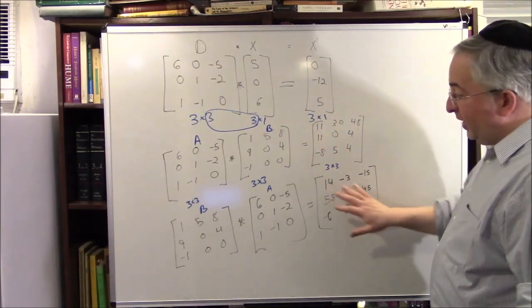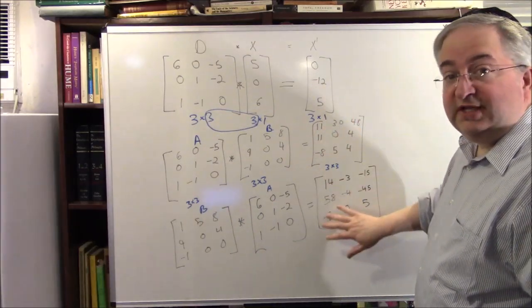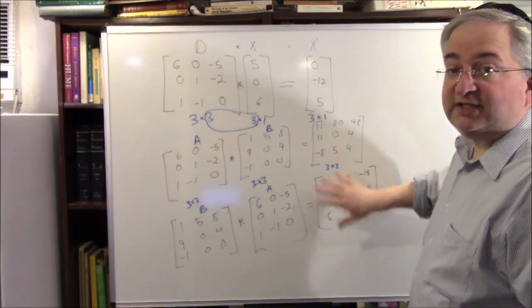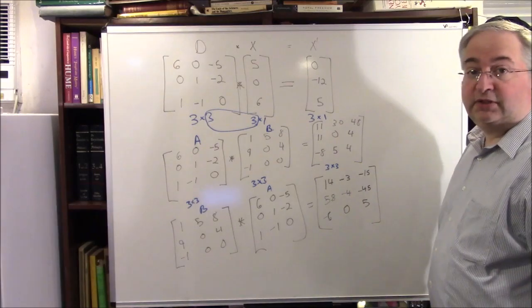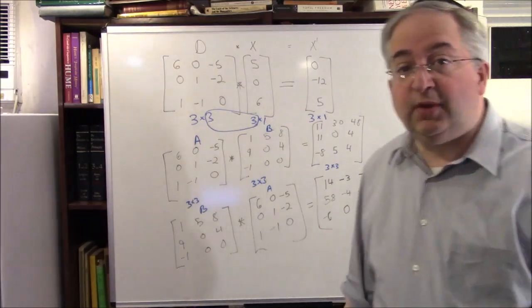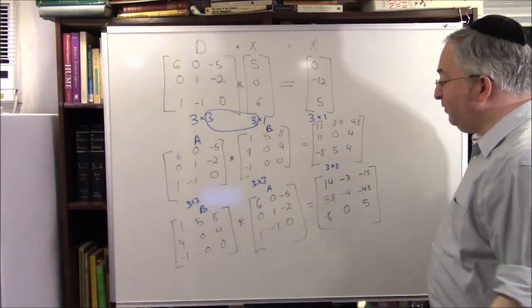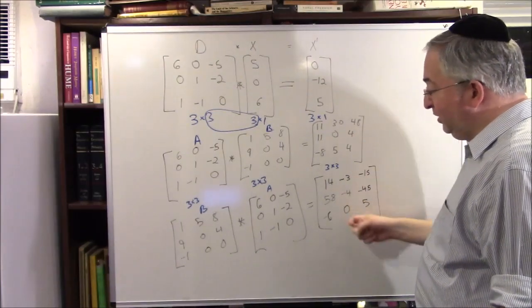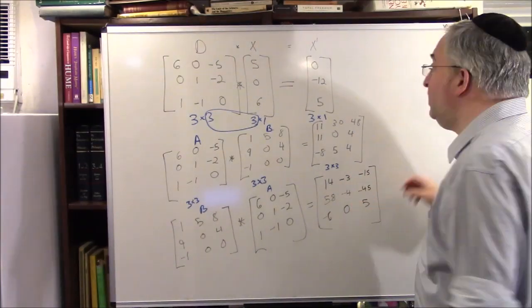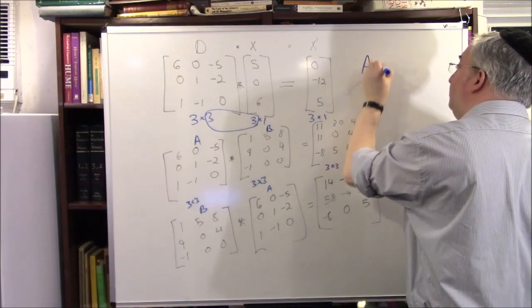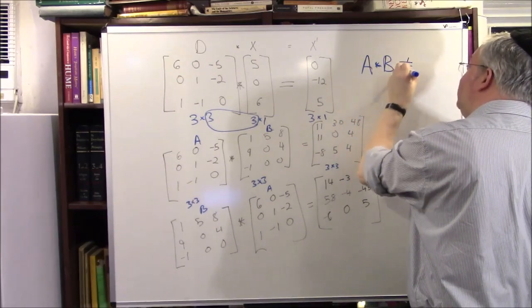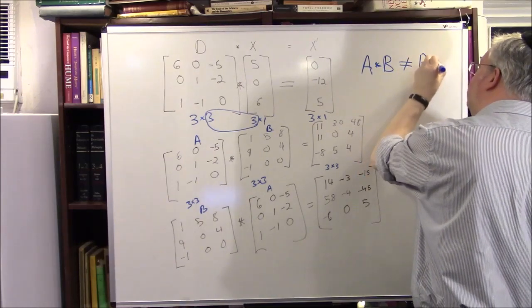Now, I want you to not look at these answers and actually work them out as a nice exercise. Work them out. But when you get them, you should see that these are the right answers. And now you have to notice the following thing. They're not equal. So we have the following rule. In general, A times B is not necessarily equal to B times A.